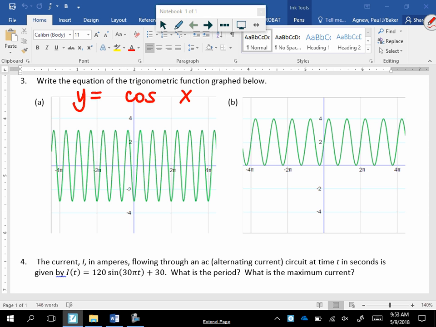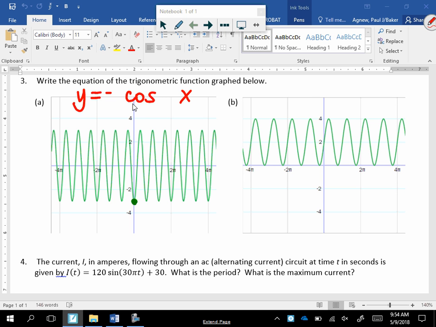It's all about how the graph crosses the y-axis. If the graph crosses the y-axis at either a maximum or a minimum, it's cosine. If it crosses the y-axis in the middle of a cycle, then we'll call it sine. In this case, we can see that it crosses the y-axis down here at a minimum. Normally, the parent function for cosine crosses at a maximum. So what do you think is happening here if the graph's crossing at a minimum? It's been reflected over, which means that it's going to have a negative out front.